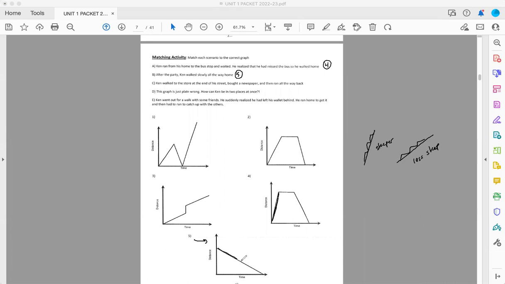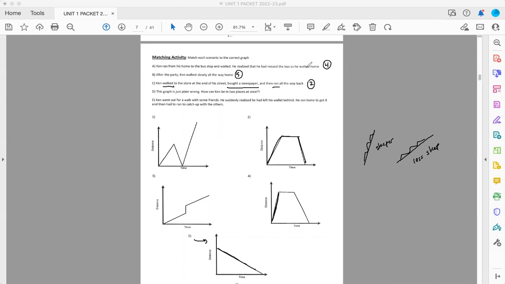Walking slowly back home. C, Ken walked to the store at the end of his street, bought a newspaper. So there's like a resting moment here. There's like a stopping moment. And then there he ran. So this is kind of reversed from A. He walked, stopped, ran. So now we're going to go slow, stop, fast, a little sharper. And for this reason, C is 2.